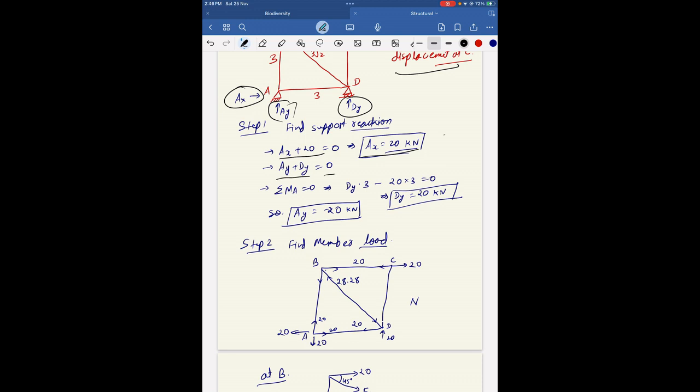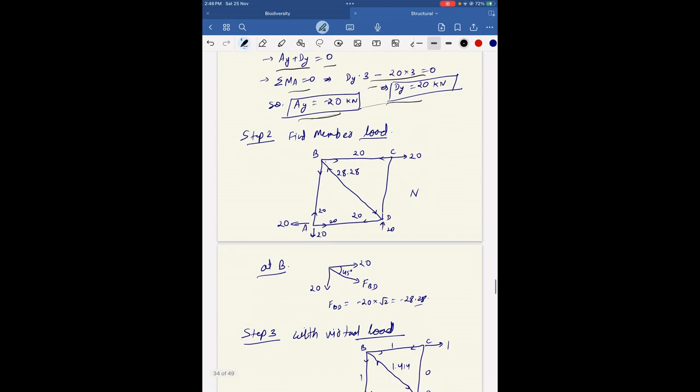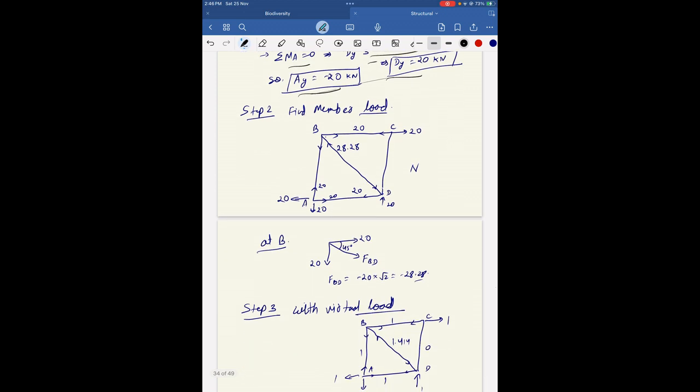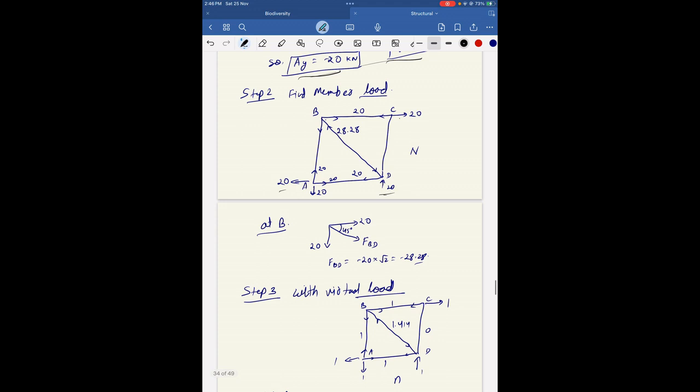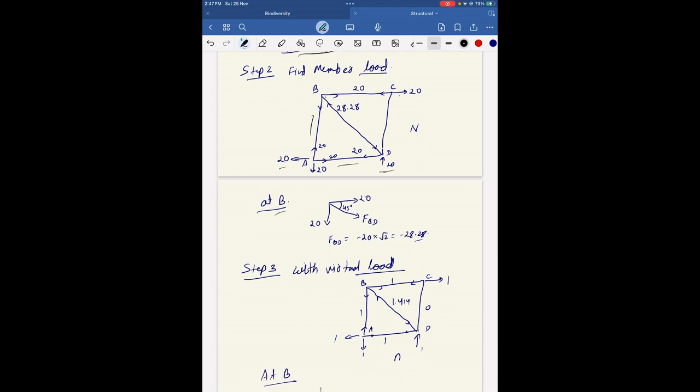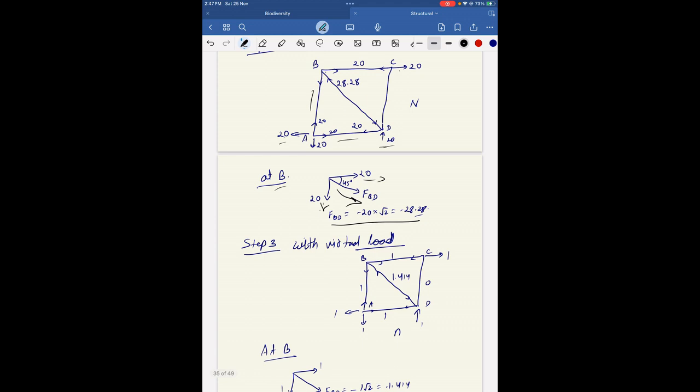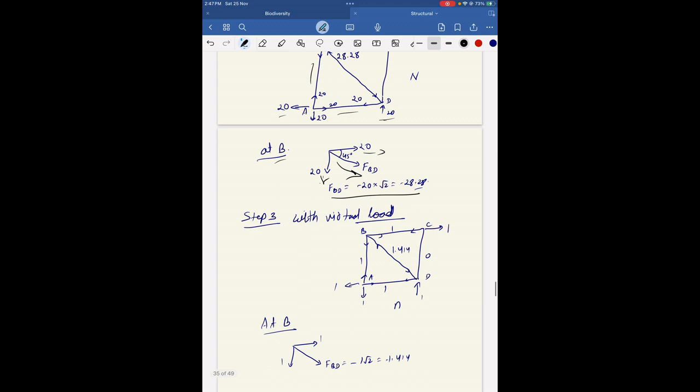For Dy, we take moments, so we find all the support reactions, then we find the load of each member, like 20 kilonewton here, support reaction 20, 20, 20 for each member. So for each member BC, BA and AD we have 20 kilonewton, and at B 20 kilonewton is applied here, 20 kilonewton here. So according to this we get the force load on member BD as minus 28.28 kilonewton.